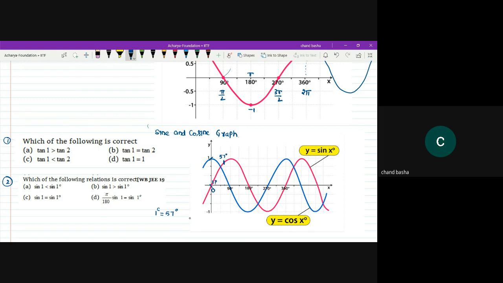Which is greater? As you said, sine 1 is greater. Without a diagram, I cannot understand. Am I correct in what I'm saying?